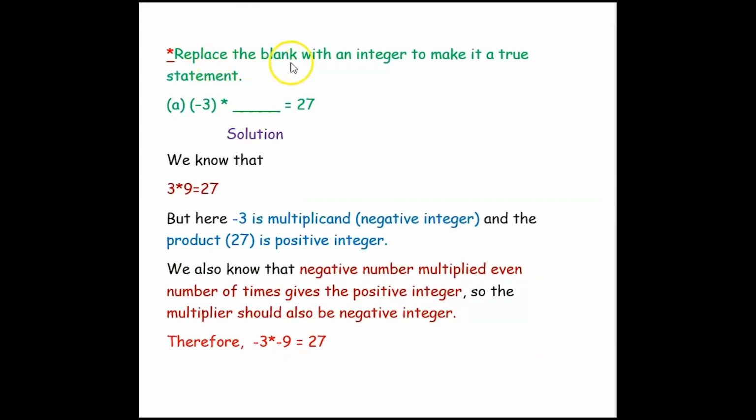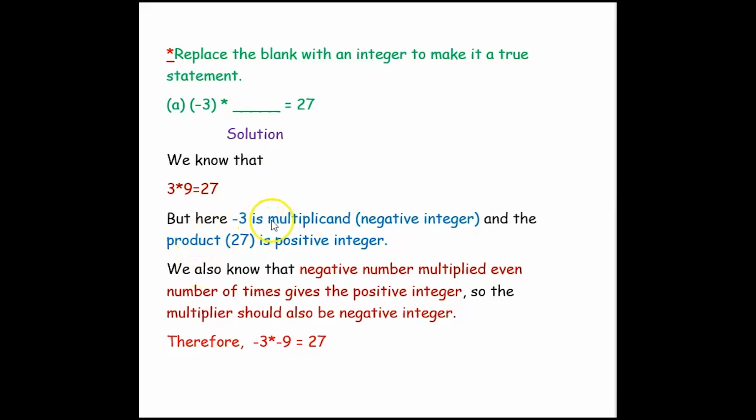Question is, replace the blank with an integer to make it a true statement. So it's negative 3 times dash is 27. So we want to find the answer for the blank. So we know that 3 times 9 is 27. Okay, but we want to decide whether it is positive 9 or negative 9.